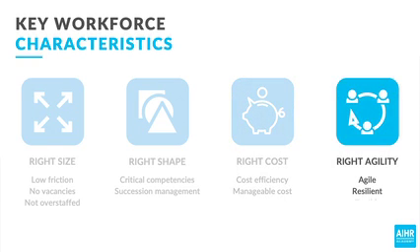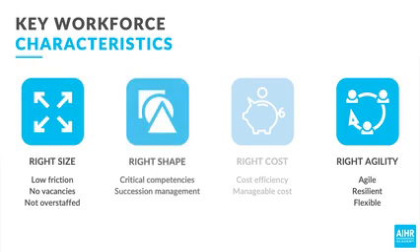And the fourth element is right agility. Your workforce needs to be agile, resilient, and flexible. And the right level of agility will change per organization. Some organizations are highly competitive. They need to change with a very rapidly changing marketplace. But you also see more traditional companies that are doing what they're doing for a long time already, and they're still doing it the right way. They don't need to be as agile as the previous companies I mentioned. So having the right size, the right shape, the right cost, and the right agility is really very important.